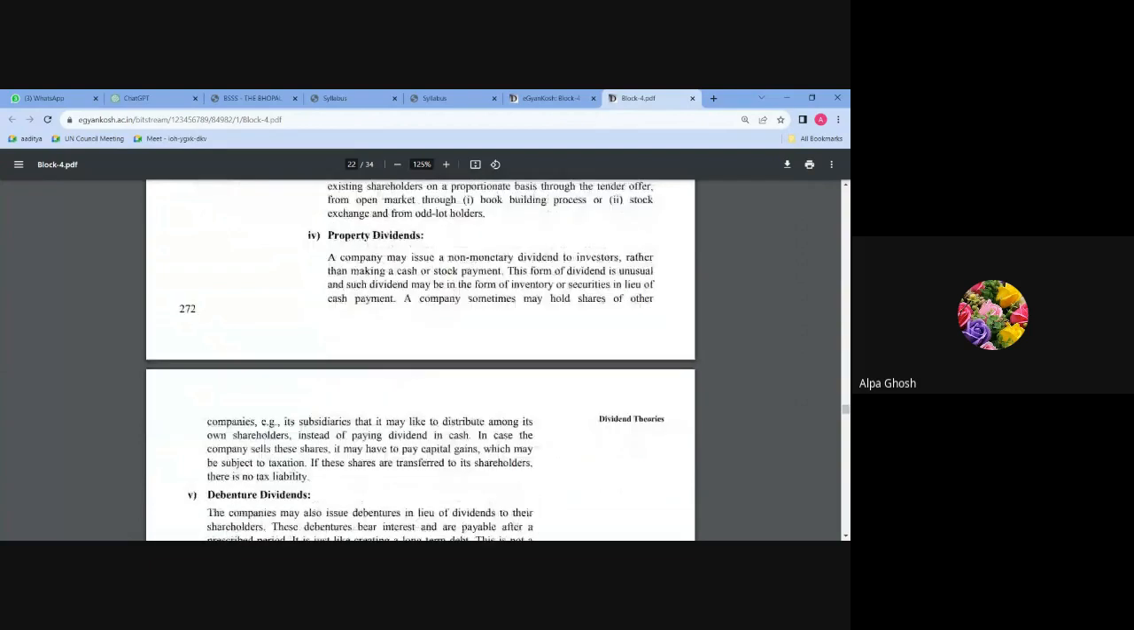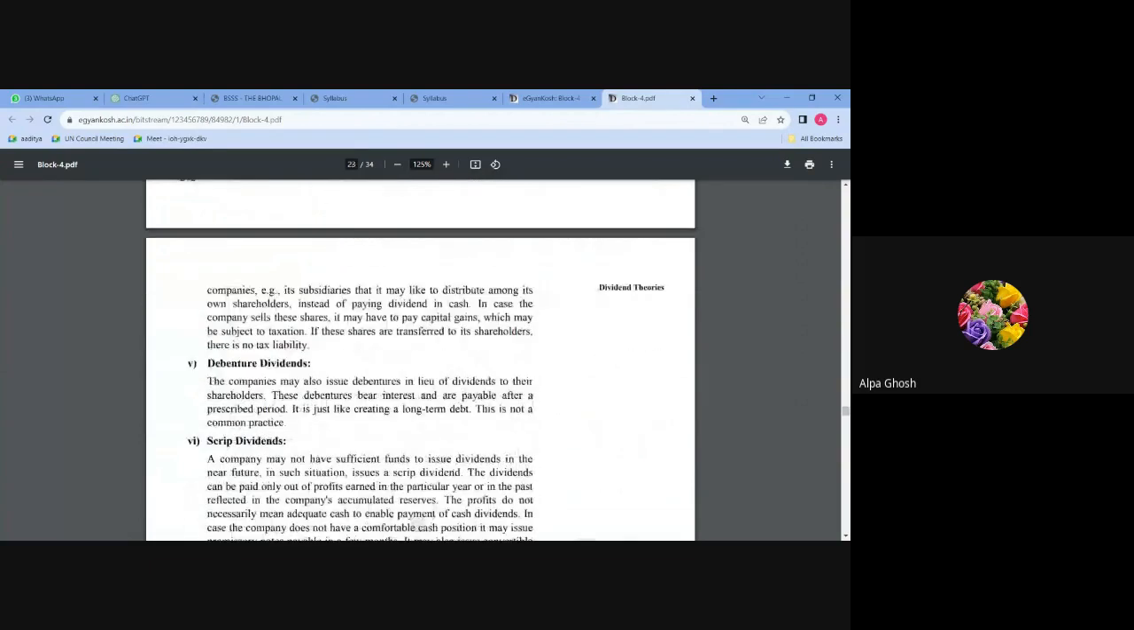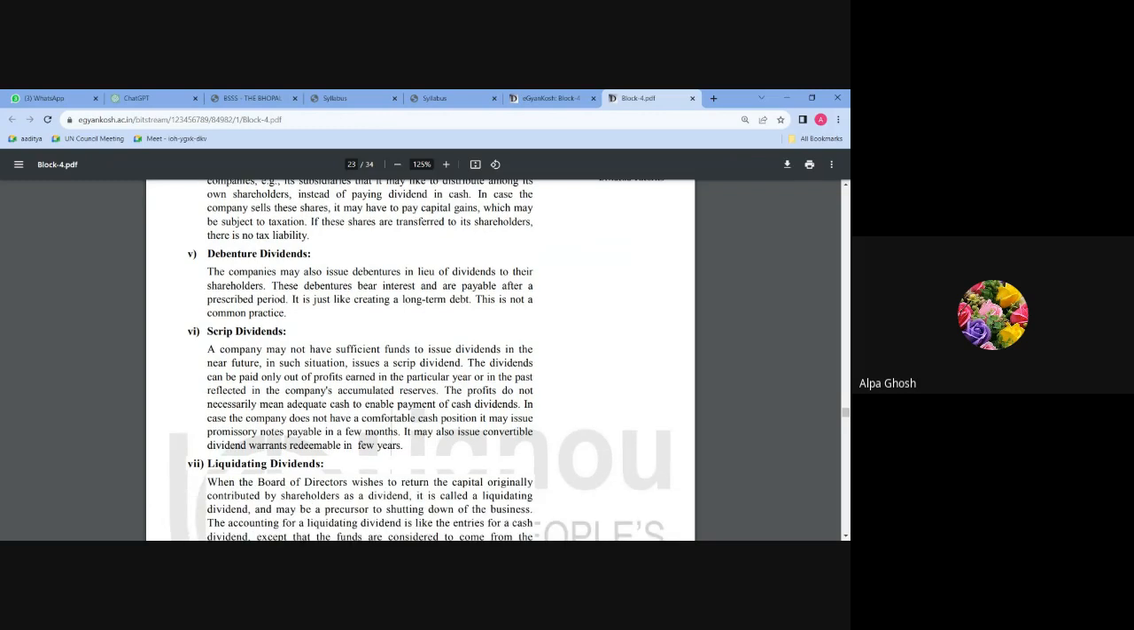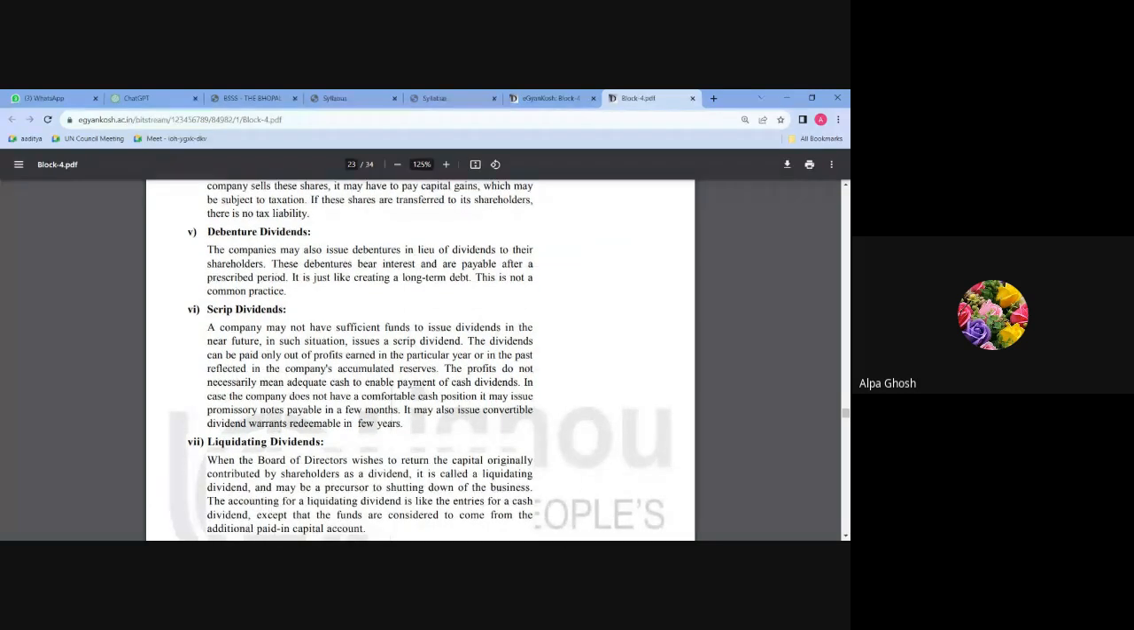The next form is debenture dividend. Instead of paying cash or stock, we issue debentures against the payment of dividend to the shareholders. The debentures bear interest, and the interest is also payable after a prescribed period to the existing shareholders. So it is just creating a long-term debt, and this issue of debentures against the payment of dividend is not a very common practice.